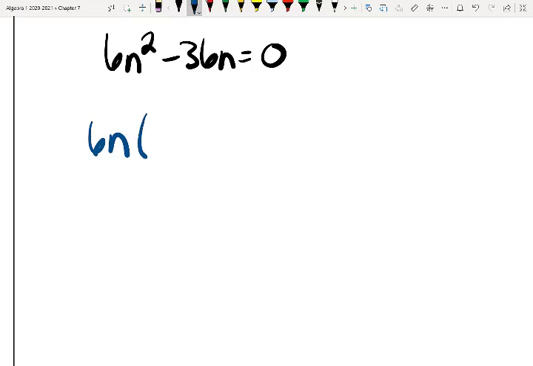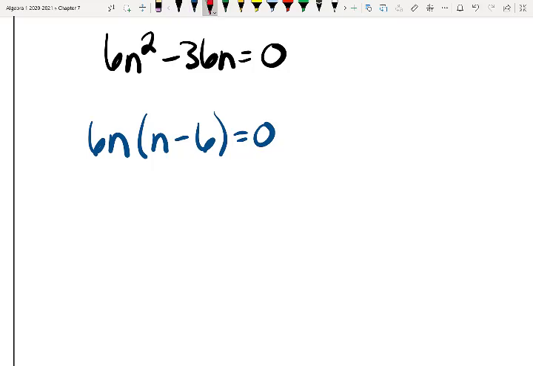If I apply that, let's do a little factoring now. 6 times, well, we don't need anything else to get me back to 6. n times n would get me back to n squared. For my second term, I would have to multiply by negative 6 to get back to negative 36n, because 6n times negative 6 gives me negative 36n. That is still equal to 0, so that is my factored version of the same equation.